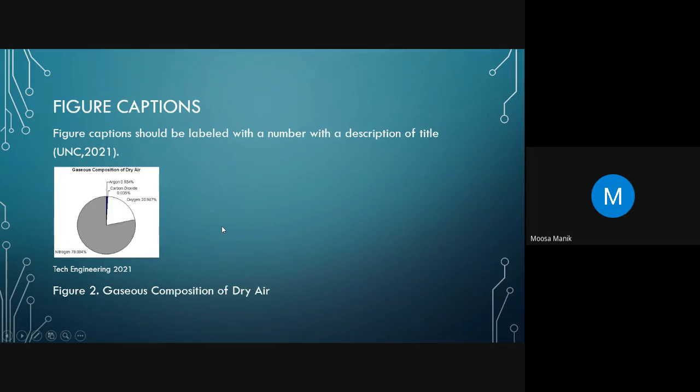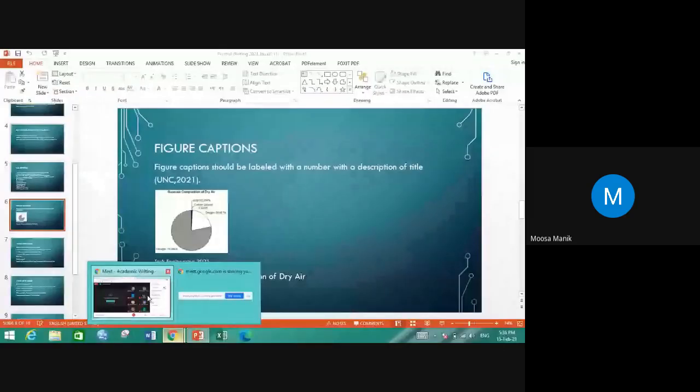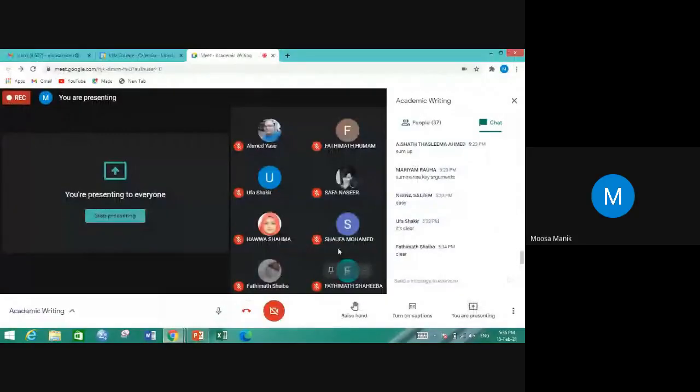Right? Okay. Sir, I have one question. When you insert a figure, I think you have written the source where you have taken it, Tech Engineering, right? 2021. Is that the name of the book? And if we take from a website, what should we write there? It's not actually a book.